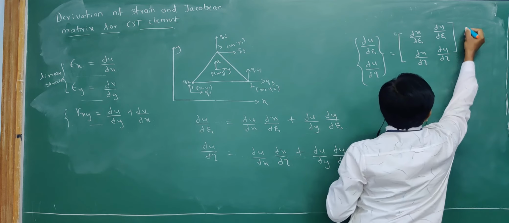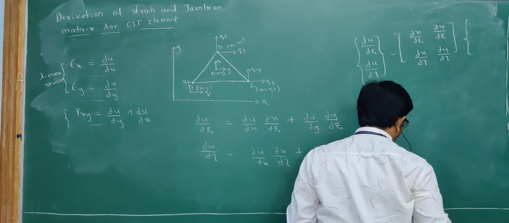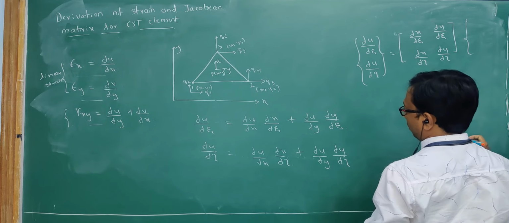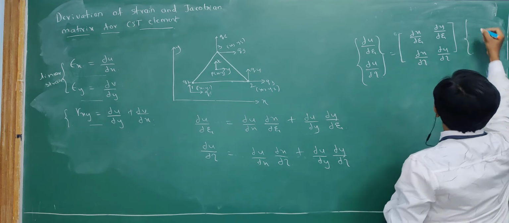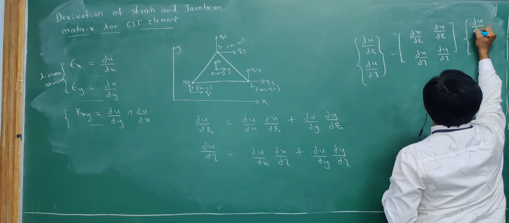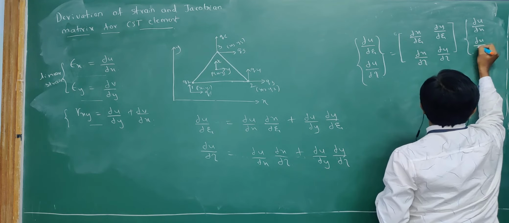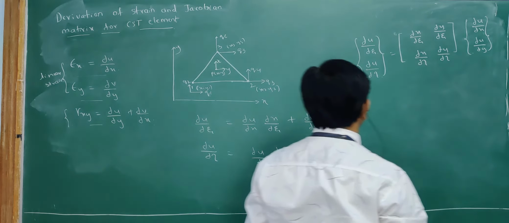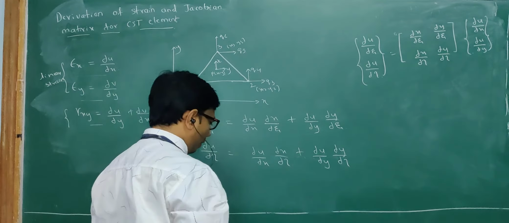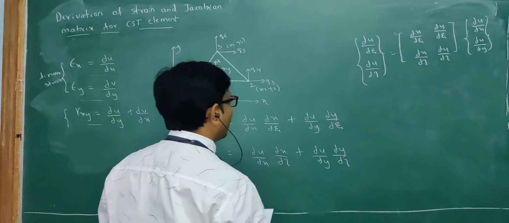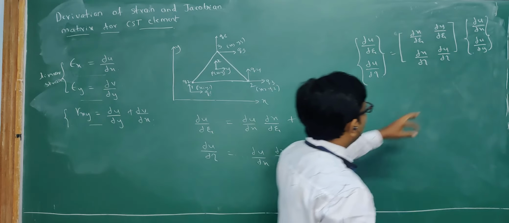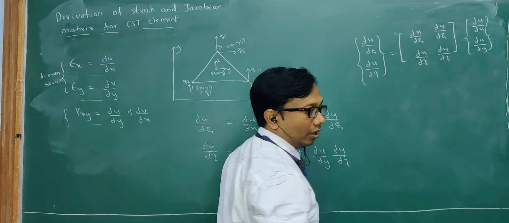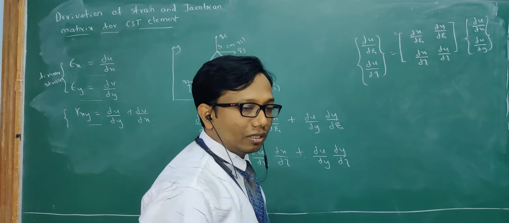So if you do it, the equation you are getting here is dou u by dou x and dou u by dou y. Now what I require is dou u by dou x. So here you have this dou u by dou x. For that case, we will be shifting it to the other side.